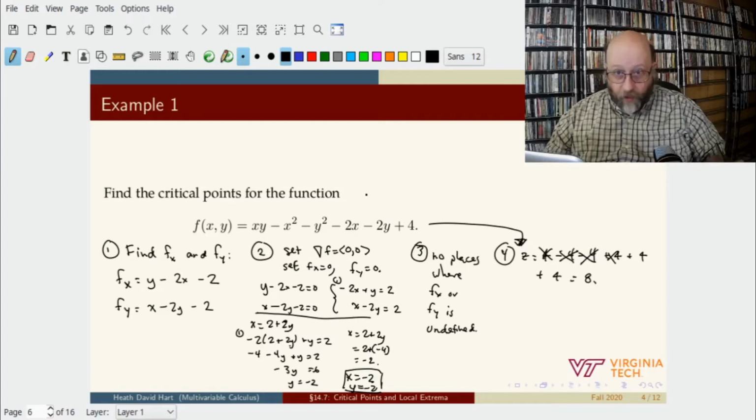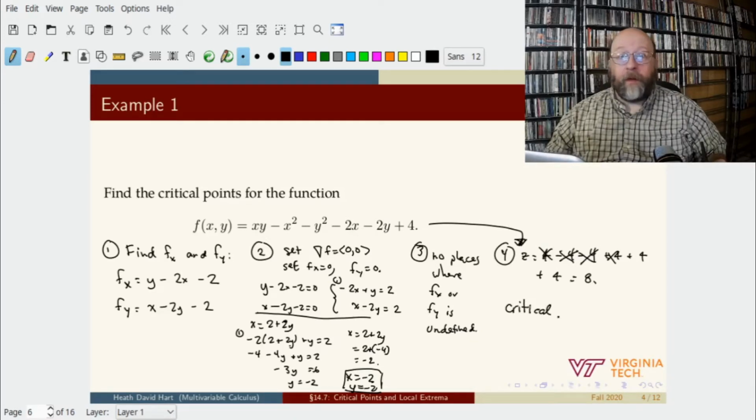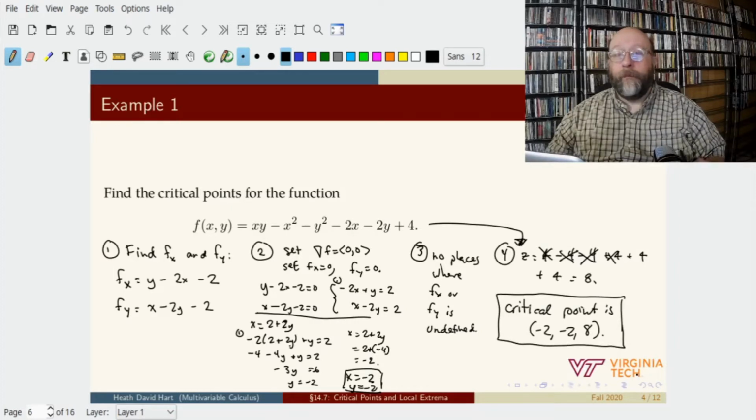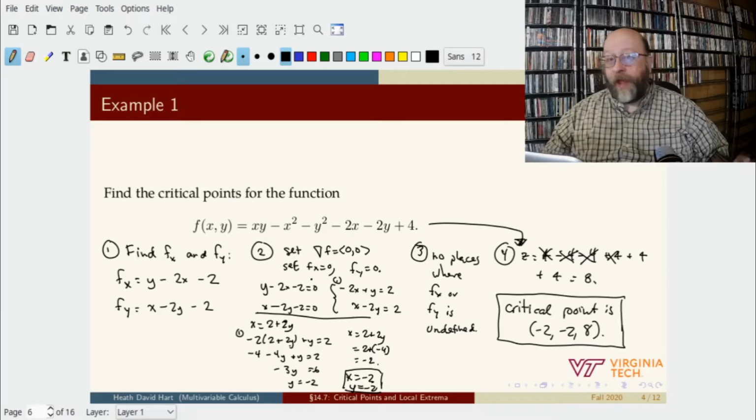So the critical point is negative 2, negative 2, 8. All right. Again, this wasn't hard, but it takes a lot longer than it does in a single variable case because we're having to solve a system here. This step 2 is the long step. Okay?